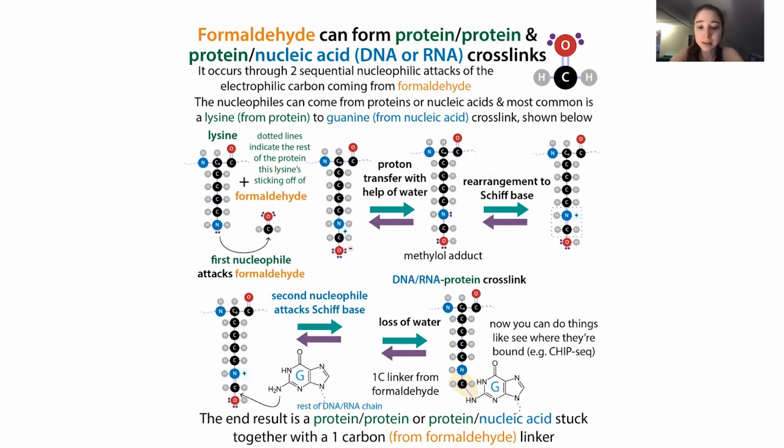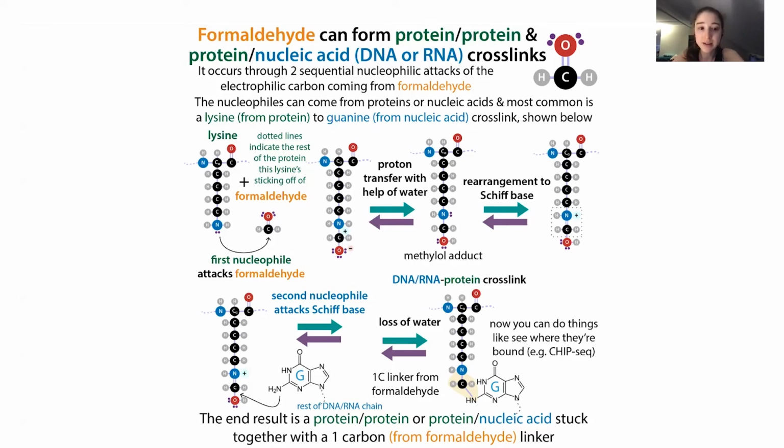So we've talked about how your body uses it this way, but we can also exploit lysine's nucleophilicity in the lab to allow us to cross-link things to it. So when we talk about cross-linking, we're talking about forming covalent bonds from one molecule to another, or to a different part of the same molecule. And so we can use formaldehyde to form protein-protein and protein-nucleic acid, so DNA or RNA, cross-links. And this is going to happen through a Schiff base as well.